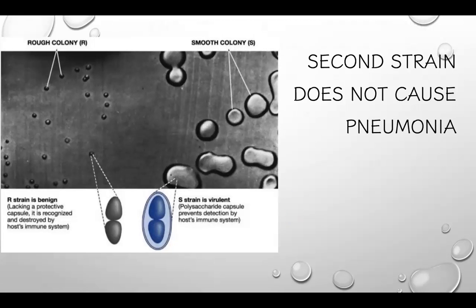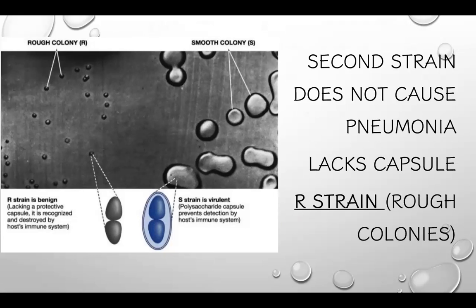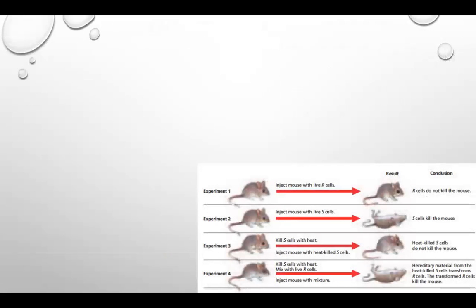So the second strain of Diplococcus does not cause pneumonia. It does not have a capsule, and so it appears rough under the microscope. We call that the R strain. Okay, so S strain, bad. R strain, not bad. I'm not going to call it good because it's still bacteria.